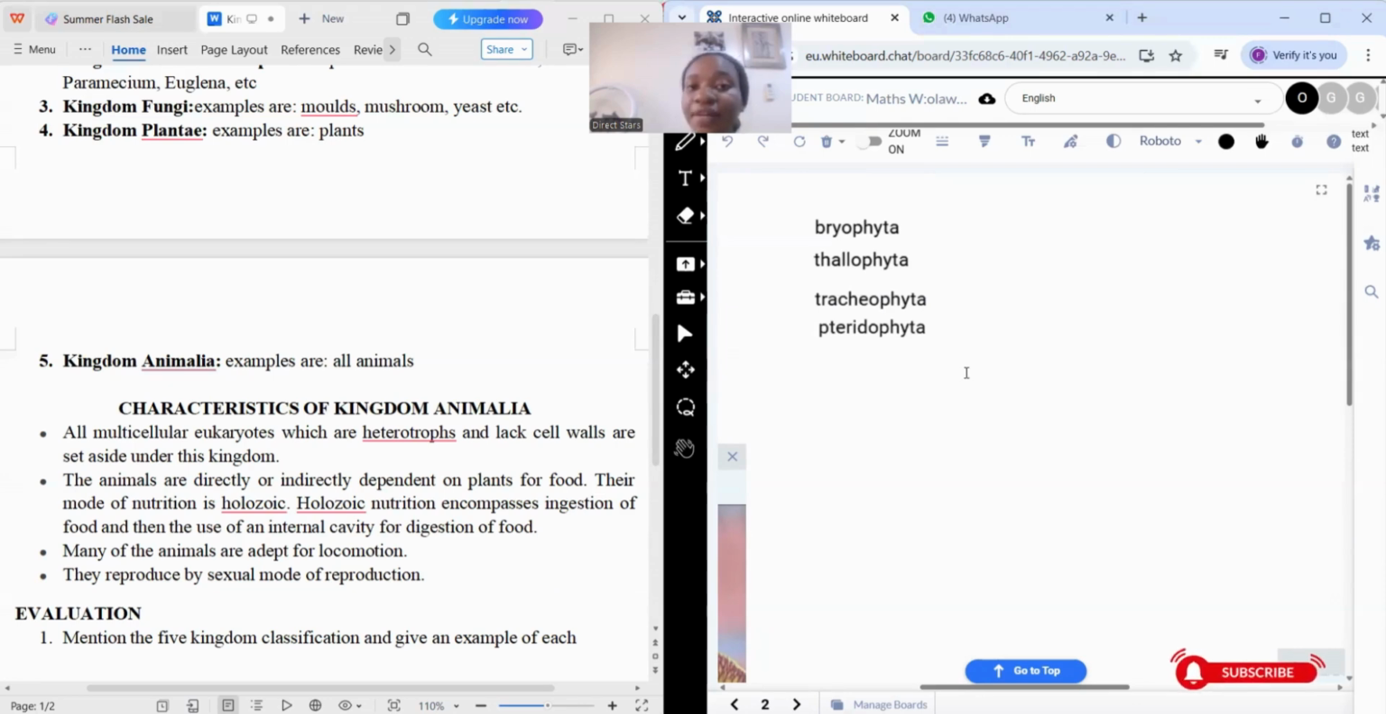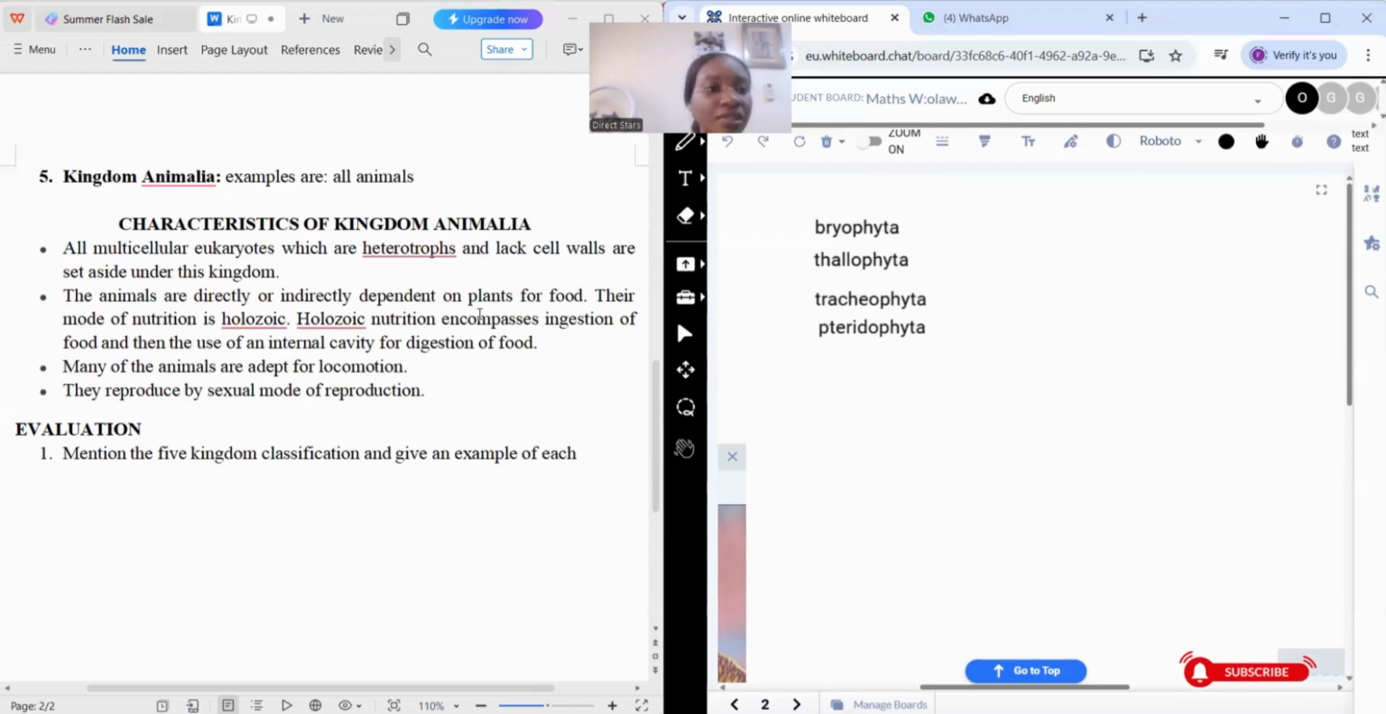you're going to find the seed-bearing plants, that's the gymnosperms and the angiosperms, and the non-seed-bearing plants. So all plant types are found under the kingdom Plantae, be it mosses or ferns or liverworts, they are all under the kingdom Plantae. And then finally, the kingdom Animalia. Let's take a look at some of the characteristics.